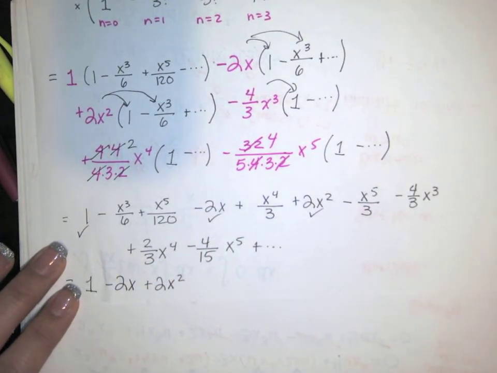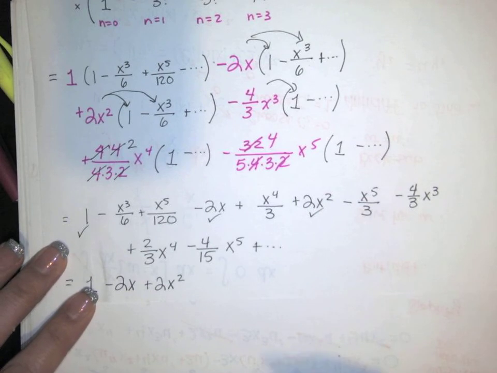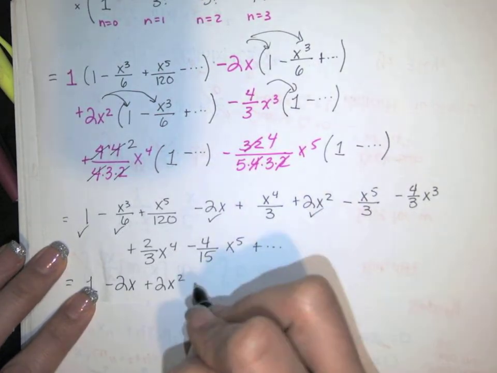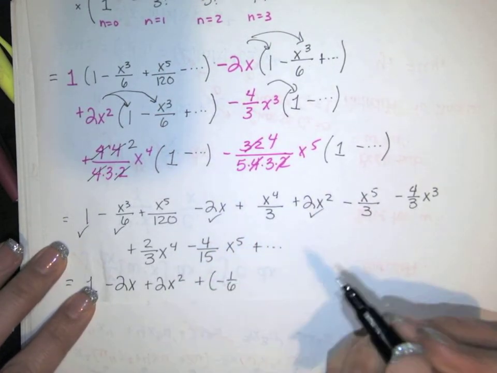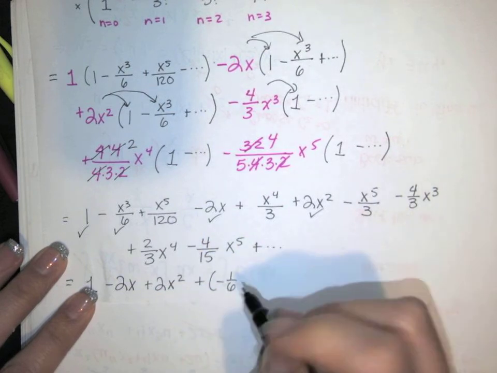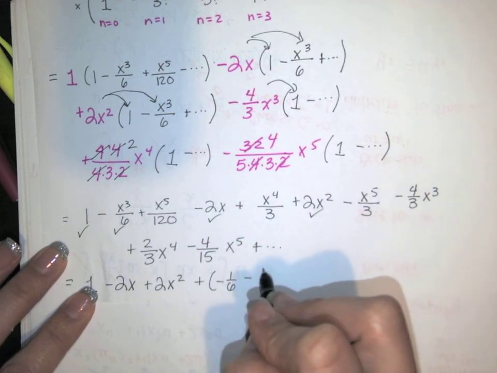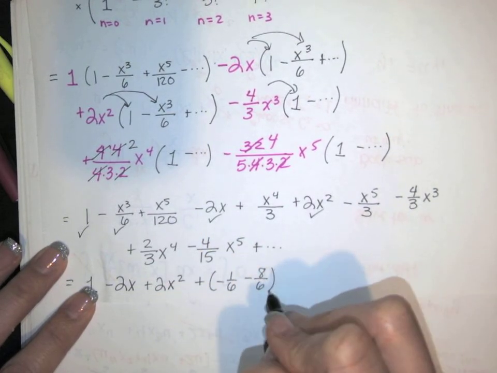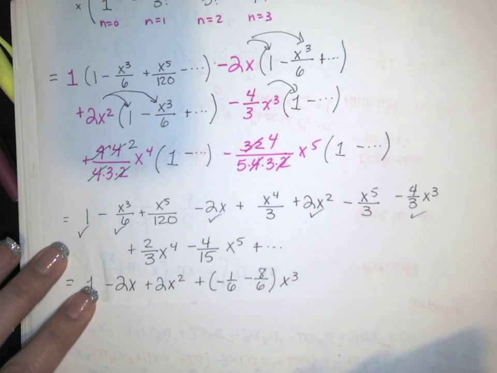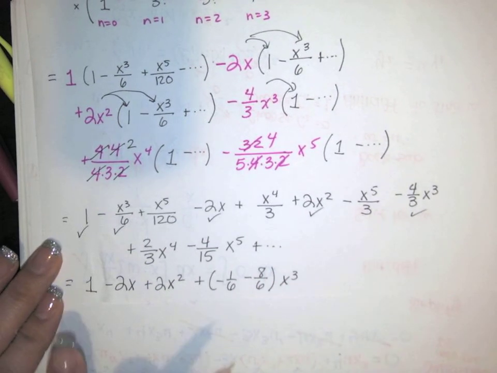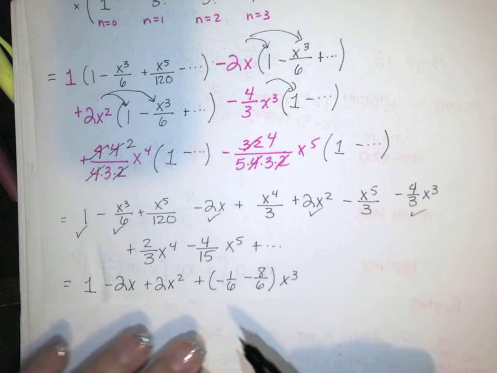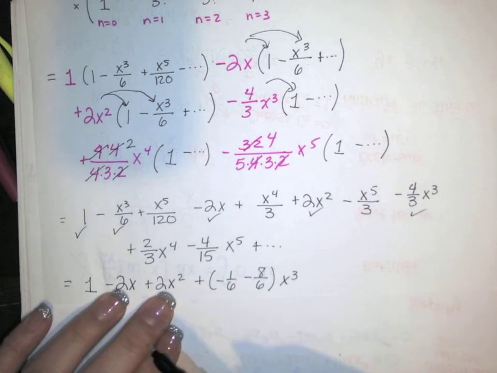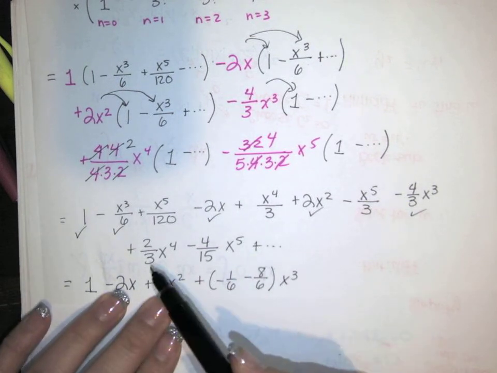And now I need x cubed terms. So I've got a negative 1/6 x cubed minus 4/3, so that's minus 8/6 x cubed. Okay, those aren't going to reduce, so we're done. We could just put plus dots here, but since I did go to the trouble of finding these other terms, I think I'll find them as well.